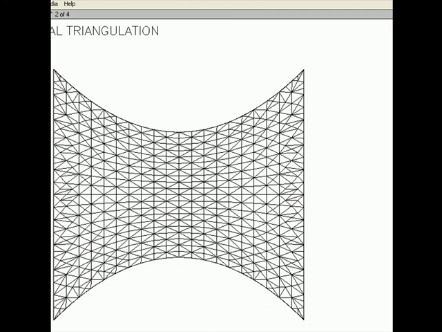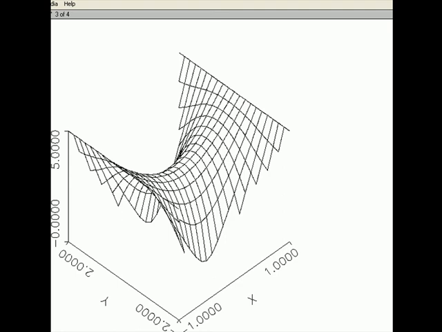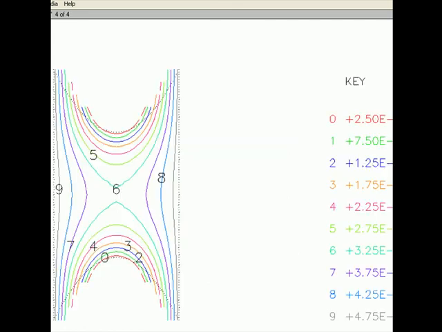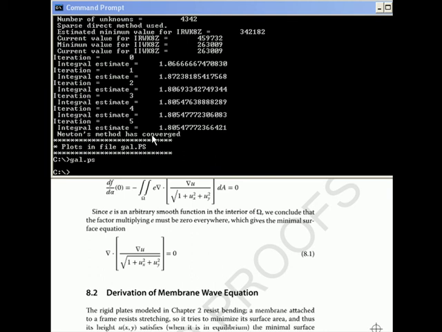There's the final triangulation of 1,000 triangles. There's a surface plot. It looks like I should have taken more than 20 output points. Since the boundary's not straight, it doesn't look too good here. And the contour plot. Well, there it is. Not real pretty, but get the idea. Okay, so the integral of u was 1.805.